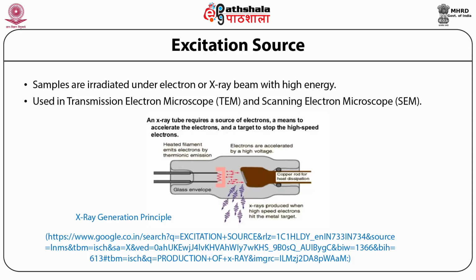Now, how are X-rays being produced? This is an important question. X-rays are produced when high-speed electrons hit a metal target. It requires an X-ray tube, and the X-ray tube requires a source of electrons. It also requires some means to accelerate the electrons and a target to stop the high-speed electrons.